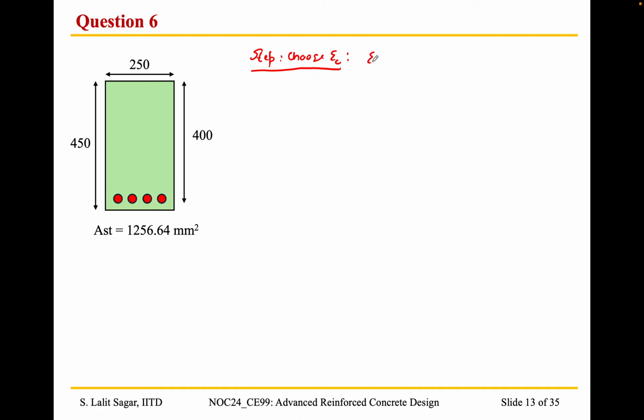Okay, so epsilon c is 0.0005. Then I'm just going to write the serial number. Step 2, we have taken x is equal to 138 mm. Right, so we are assuming that this is the strain distribution along the depth of the cross section.